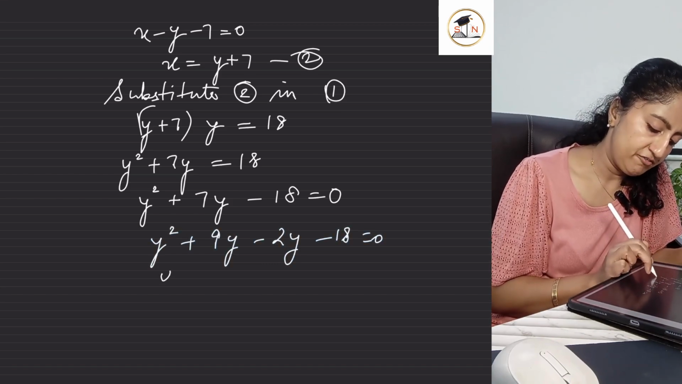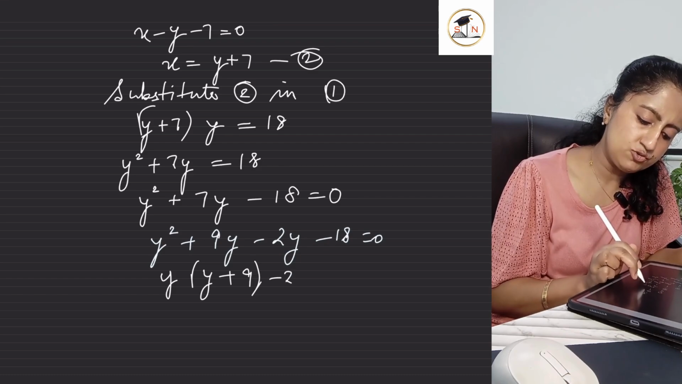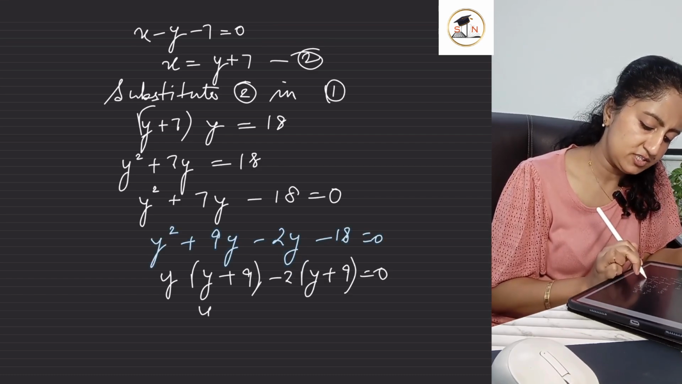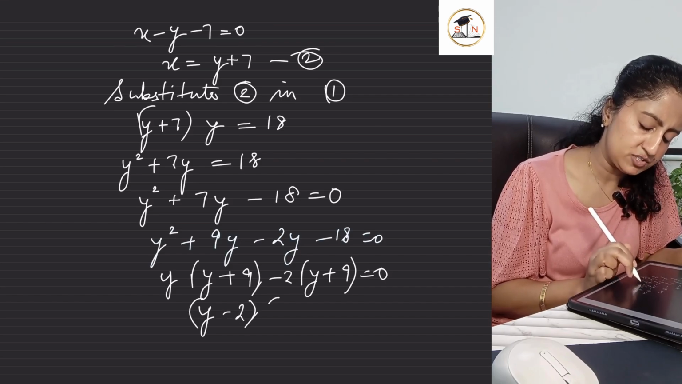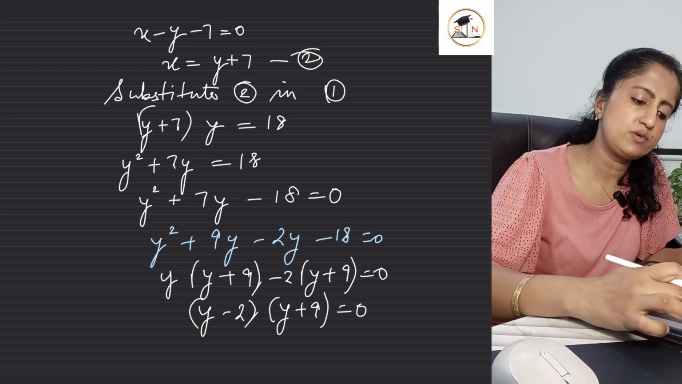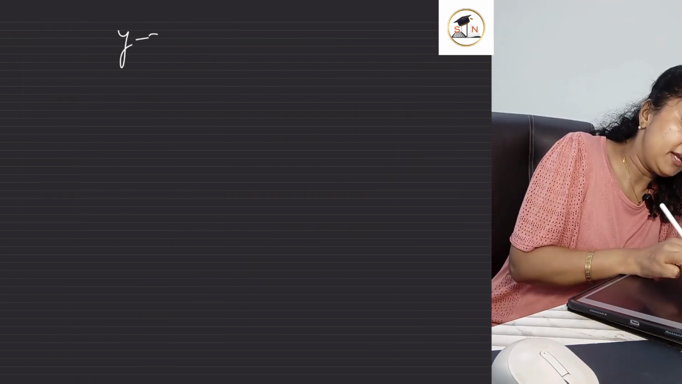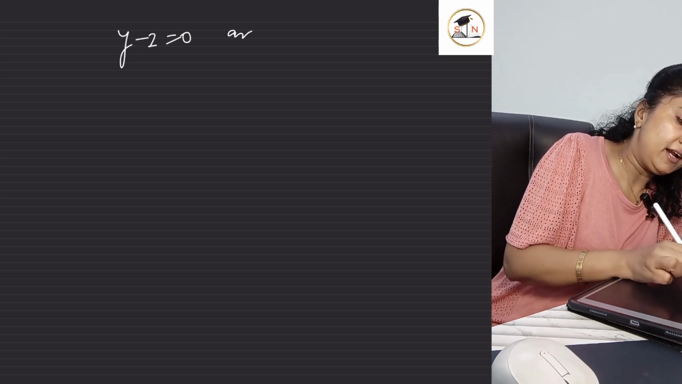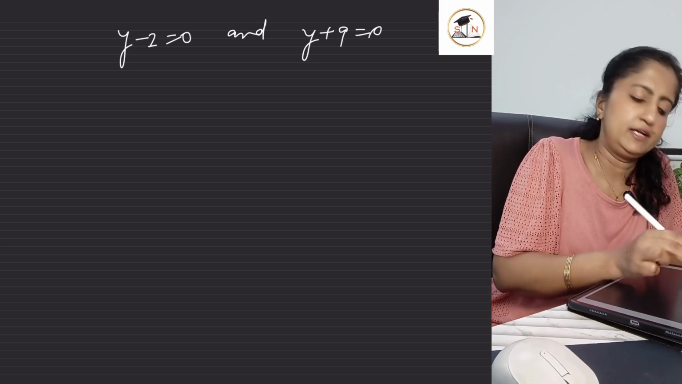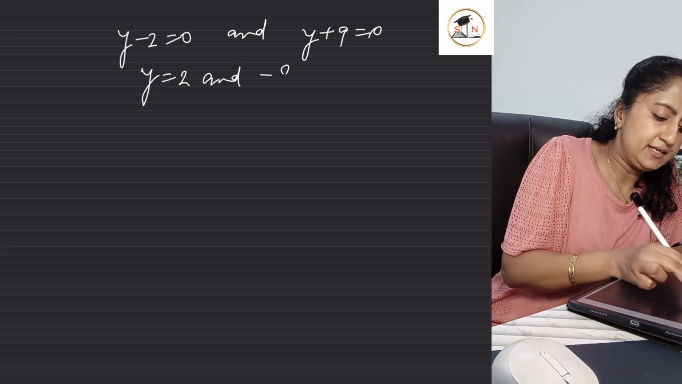Now, grouping. We are having y out, y plus 9 in, minus 2 out, y plus 9 in, and that leaves us with two factors, y minus 2, y plus 9 equals 0. This is what we get, right? So we are having y minus 2 equals 0 and y plus 9 equals 0, right? So this gives me y equals 2 and minus 9.